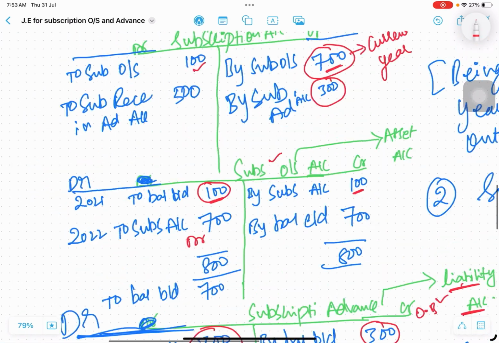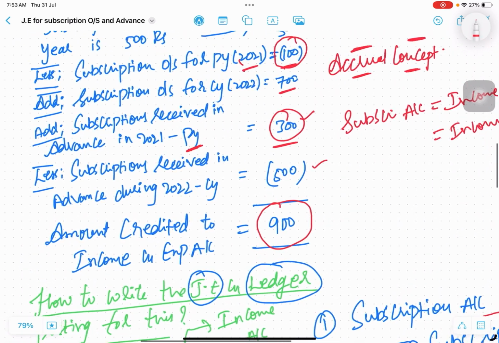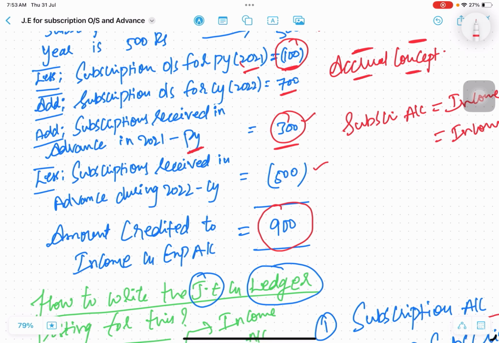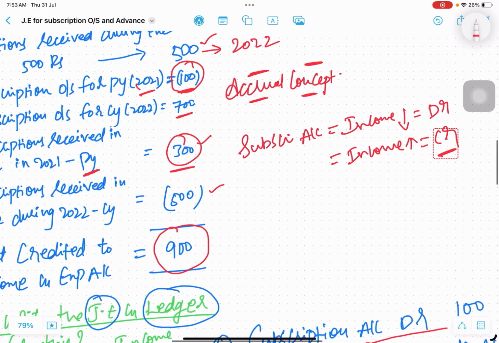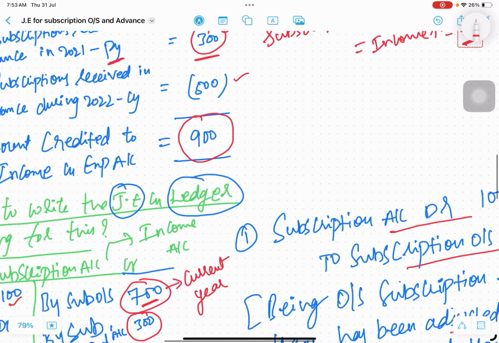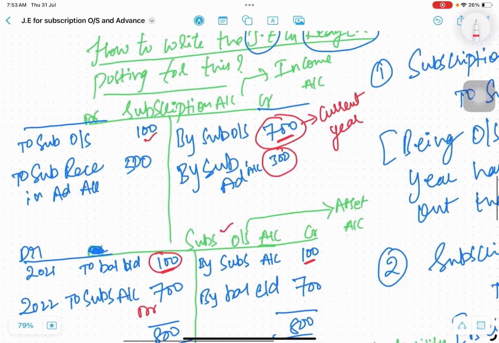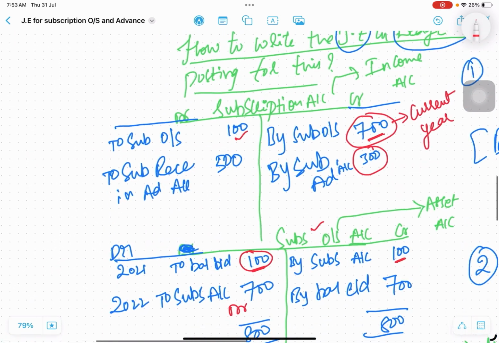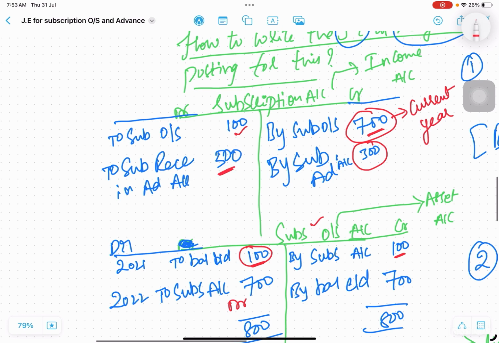Yes. Final thing, what is this final thing? Subscription received in advance current year. Now current year you received some advances, that means definitely it is advance, no? That means definitely it is not relating to current year 2022, so it will reduce the income account. If something reduces the income account, you have to write the debit side. Yes. How much is the amount? 500 rupees. Look at this, I have written on debit side of subscription account.